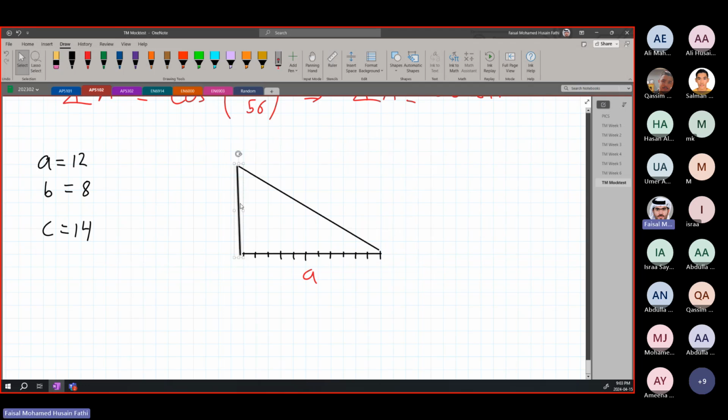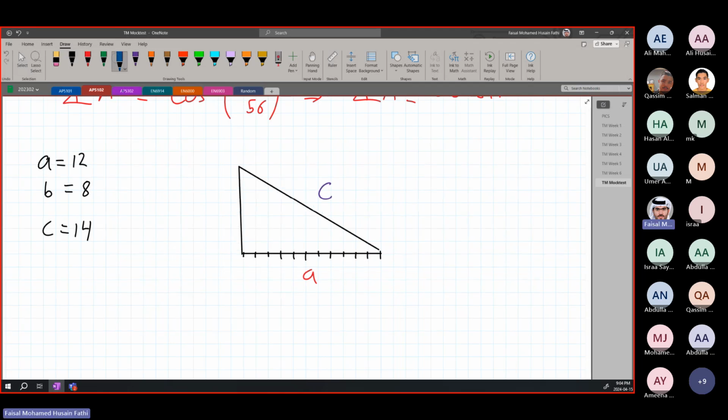If you notice, now, this is C, and this is B. This is what our triangle looks like. It almost has a right angle here, almost. Remember, this is to scale, so these dimensions are all correct.